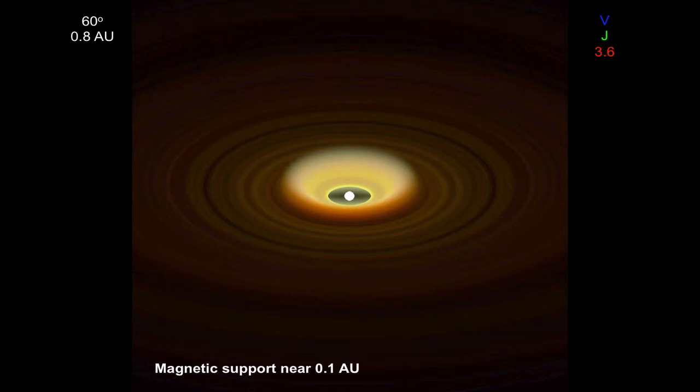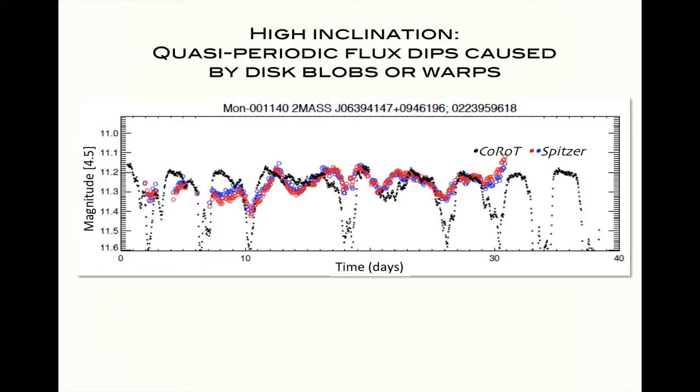Now, at higher disk inclinations, one prediction is that we will actually be looking through some of the dusty material in our line of sight to the star. And what would happen then is that if there are inhomogeneities in the disk, such as blobs or warps, we would see them periodically occulting the central star.